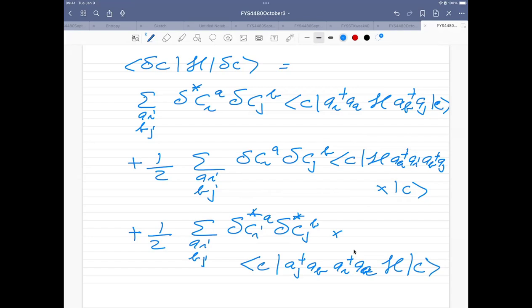So what we need to do now is to calculate these different terms. So let's just put the labels on them. So I'm going to label this as 1, and I'm going to label this as 2, and I'm going to label this as 3. So let's look at the first one.